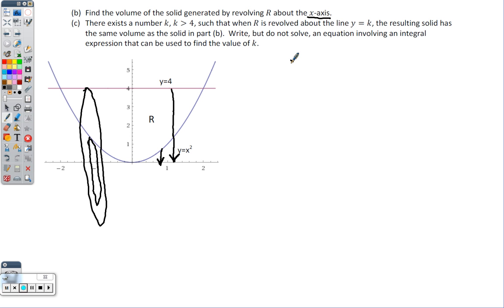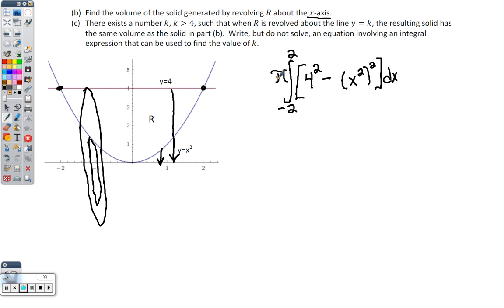So we take the integral, same bounds, because we're still integrating in x, so we still want our x bounds, negative 2 to 2. And then our outer radius, which is 4, and we square it. Outer radius squared, minus inner radius squared. The inner radius would be x squared, and we square it. And dx. And we're missing one last piece, which is pi on the outside.